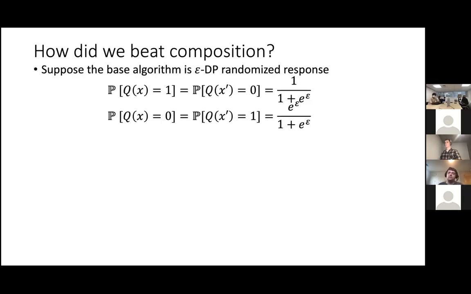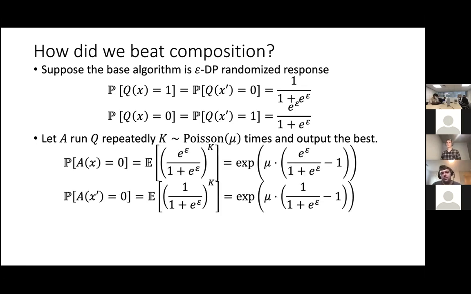Again, we have a base algorithm that's just randomized response. If you put an X, you're more likely to output 0. If you put an X prime, you're more likely to output 1. And again, we're going to repeat this some number of times to output the best, but now the number of repetitions is random, from a Poisson distribution. So the probability that this final algorithm A on X outputs 0 is the probability that Q outputs 0 to the power of K. And now K is random, so we have to take the expectation over this.